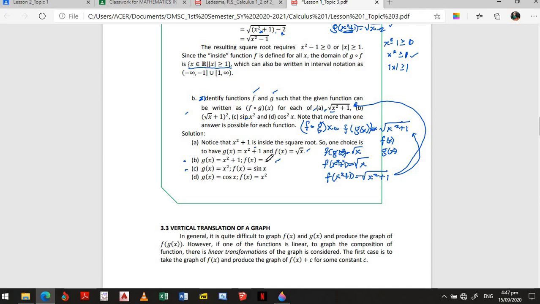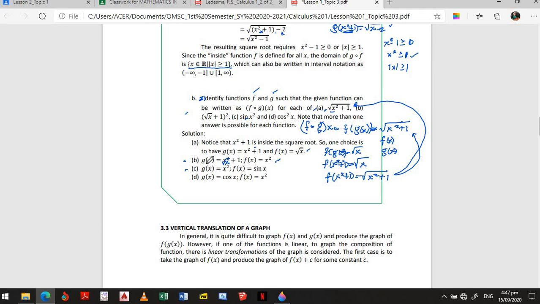Like this one. If we replace this x with x squared plus 1, it becomes, why x squared plus 1? The square root of x plus 1. If we replace this with square root of x plus 1, it becomes square root of x plus 1 squared. If instead we replace it with x squared plus 1, it becomes square root of x squared plus 1.